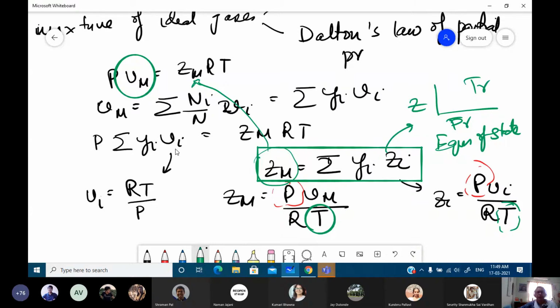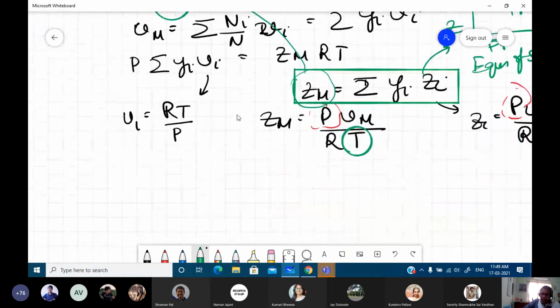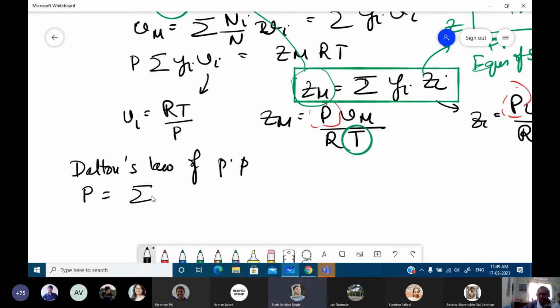Now, instead of Amagat's law of additive volume, suppose I assume that my gas obeys Dalton's law of partial pressure. What is Dalton's law of partial pressure? It simply tells you that the total pressure is what? Can you tell me? Total pressure is the sum of partial pressures, and partial pressure is mole fraction times total pressure. No, this is here, I'll just tell you.